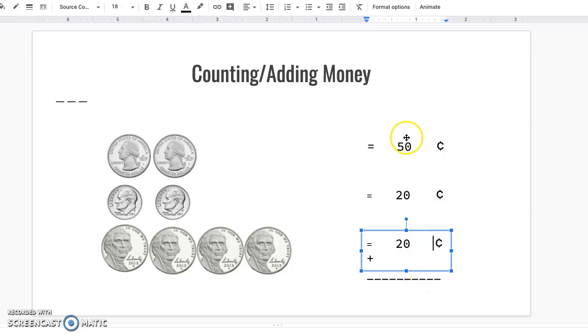All right, so then all we have to do is add them up. So we have 0, 0, and 0 gives me 0. And then 5 plus 2 is 7, plus 2 more is 9. So we have 90 cents.